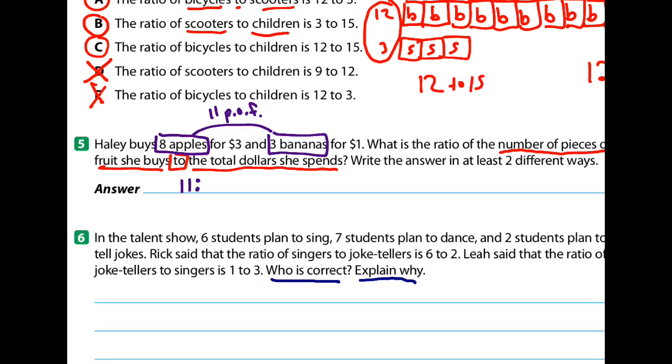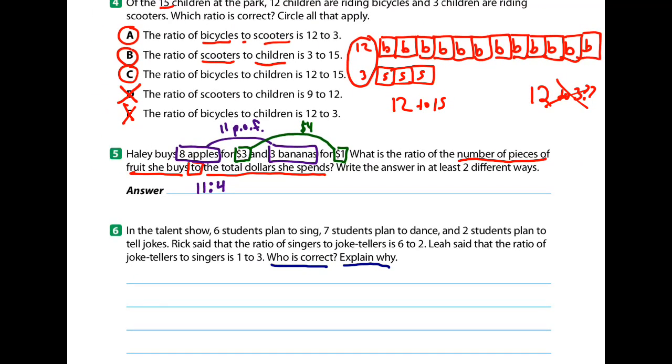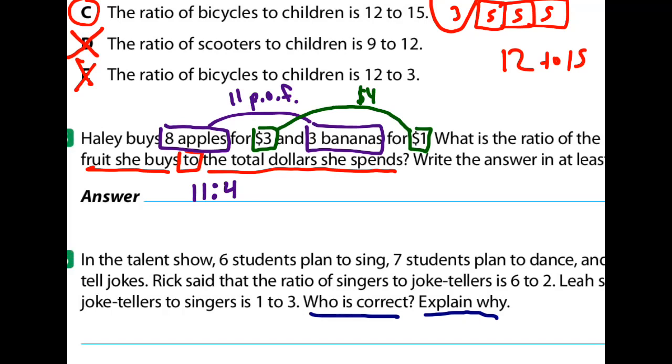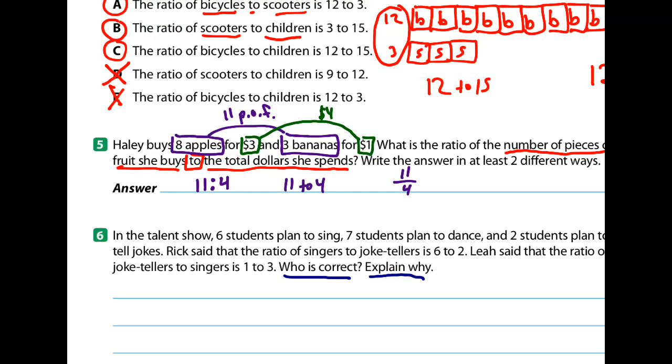All right, so the apples were $3 and the bananas were $1. So the total she spent was $4. So it should be 11 to 4. Now remember, it says write the answer in at least 2 different ways. So you need at least 2 different ways. Maybe 11 to 4, maybe 11 to 4. I'm going to add a third way, like a fraction. And you could even say 11 pieces of fruit for every $4. If you wanted to write down a phrase, that would be fine.